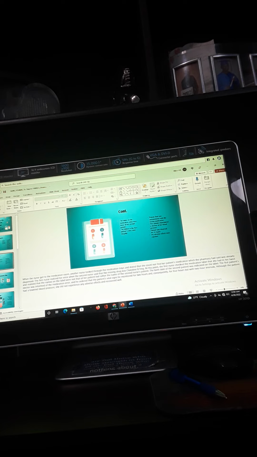Slide number 3, continued. When the nurse got to the medication room, another nurse looked through the medication trays and stated that she could not find her patient's medication, which the pharmacy had said was already dispensed. The first nurse realized her error when the second nurse said that the missing drug was clonidine 0.1 milligram.